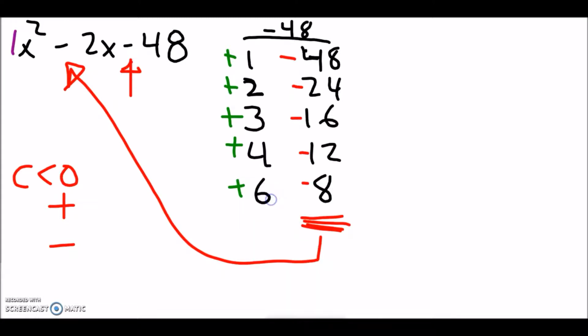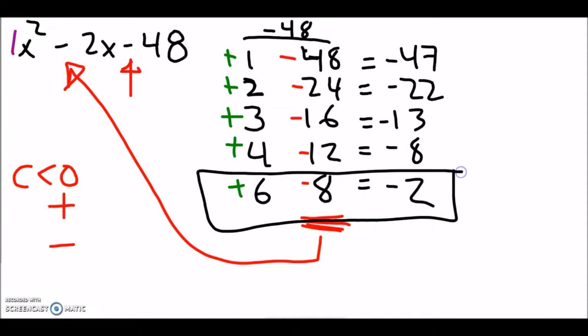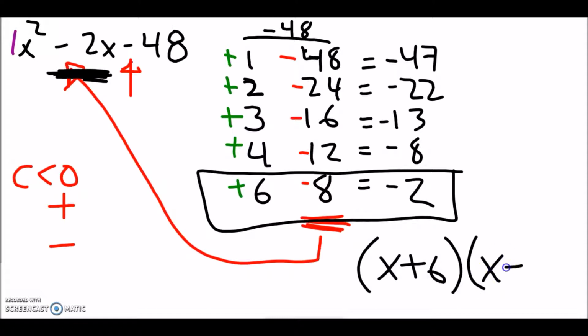Now, step 4, we add up our rows. Negative 47, negative 22, negative 13, negative 8, negative 2. And I look for the row that adds to what we call our B term, negative 2. So then that just gives me my answer. I'm going to do an x with my plus 6, and I'm going to do an x with my minus 8. Again, if you can do this in your head, that's outstanding. I'm just writing it down the first couple of times in case anybody needs to see it written down. And if you write it down, I would never, never, ever be upset with you.